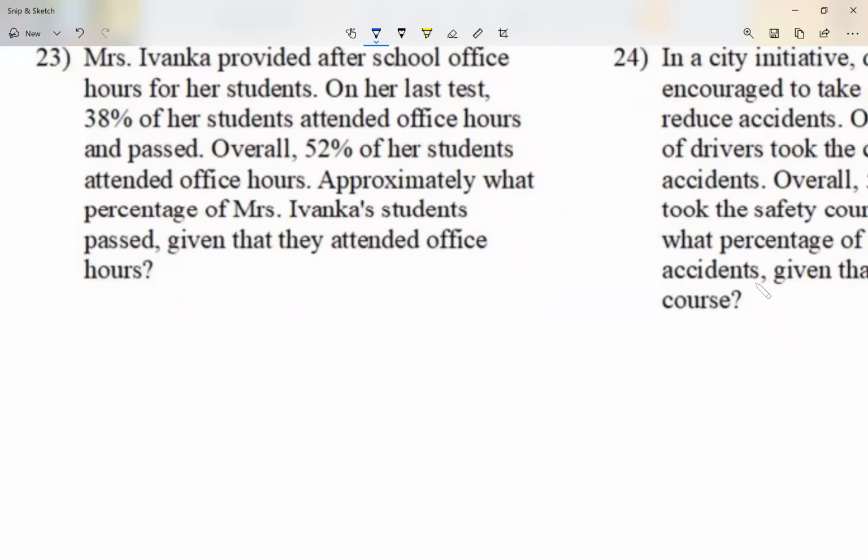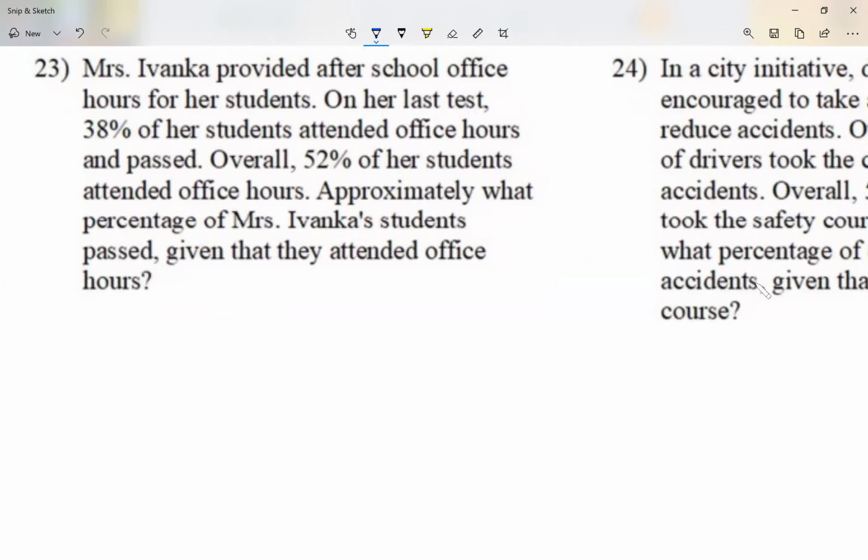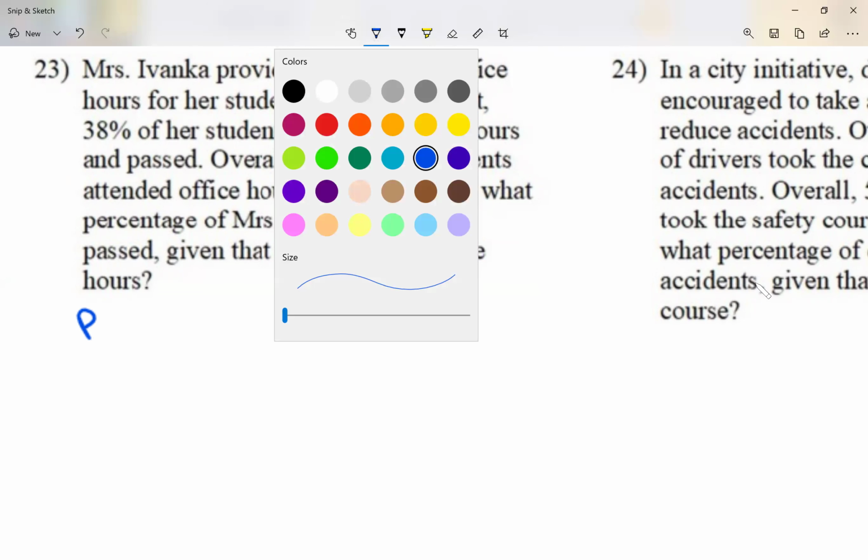It says Mrs. Ivanka provided after school office hours for her students. On her last test, 38% of her students attended office hours and passed. Overall, 52% of her students attended office hours. Approximately what percentage of Mrs. Ivanka's students passed given that they attended office hours? So let me just take a look at the percentages here. What it's telling me is probability.